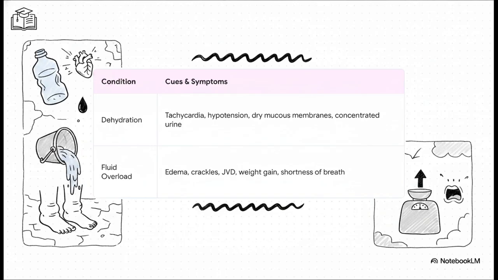The tank is empty, so the heart is pumping faster to compensate. Hello, tachycardia. But the pressure drops, so you get hypotension. Plus, you'll see dry mucous membranes and really concentrated urine. On the flip side, fluid overload means the tank is overflowing. That's where you're going to see edema, crackles in the lungs, JVD or jugular vein distension, sudden weight gain, and shortness of breath. You absolutely cannot mix these up on test day. If your patient has crackles and bounding pulses, please do not give them more IV fluids.